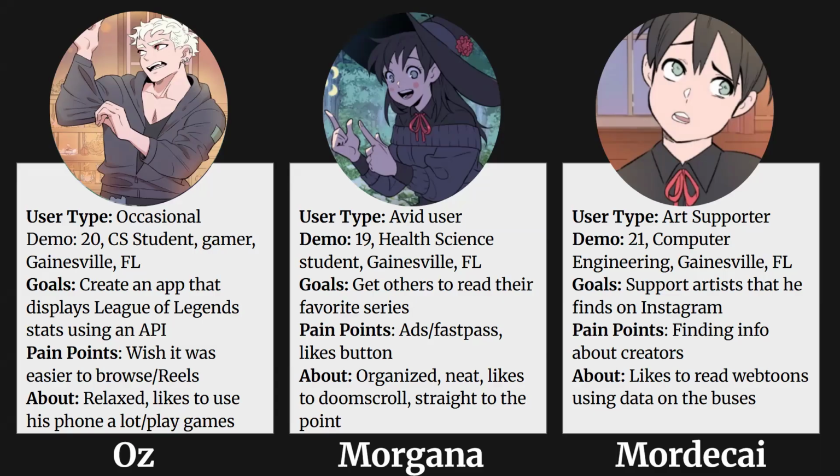For Morgana, she's an avid user. She's been using it for years, and some of her goals related to the app are getting others to read her favorite series, but her pain points for the mobile app are ads, Fast Pass, and the likes button. She likes things that are neat, organized, and easy to doom scroll, very straight to the point. And for Mordecai, our last user, he's just an art supporter. He likes finding artists on Instagram and then supporting them. His pain points are finding info about the creators.